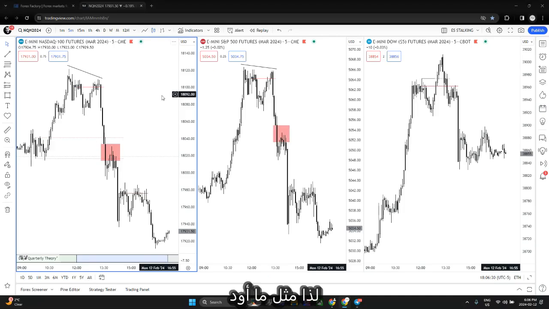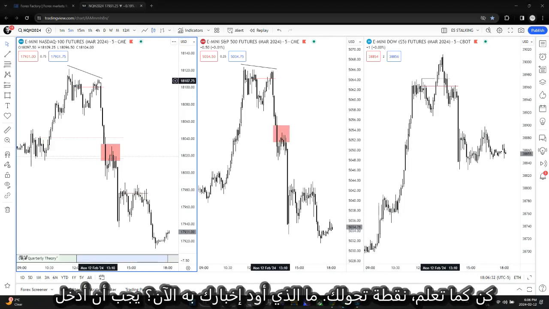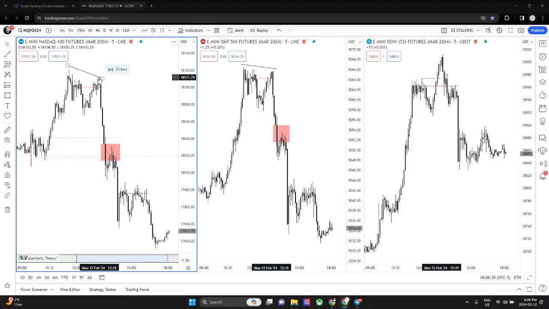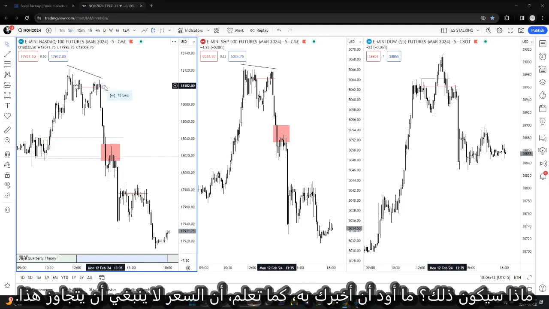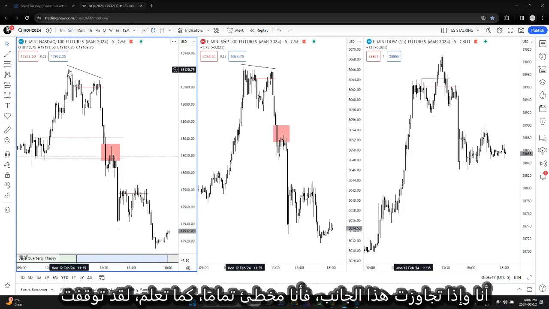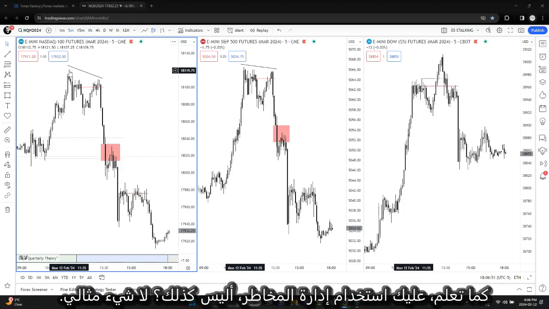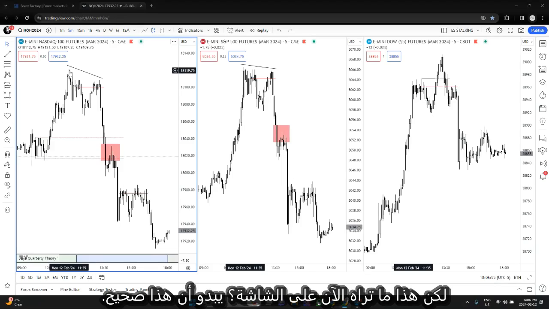So what would be your tipping point? What would tell you that, okay, now I should be entering? Now I should be looking for a trade. What would tell you that price should not go above this high, and if it goes above this high, then I'm just wrong, I'm stopped out? You got to be using risk management, right? Nothing is perfect. But what you're seeing right now on the screen, this is right.